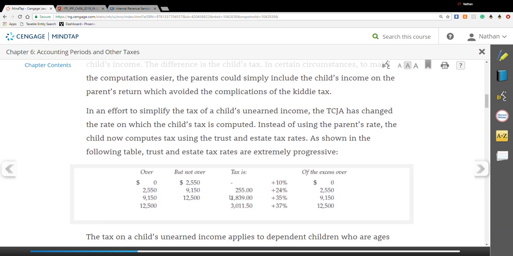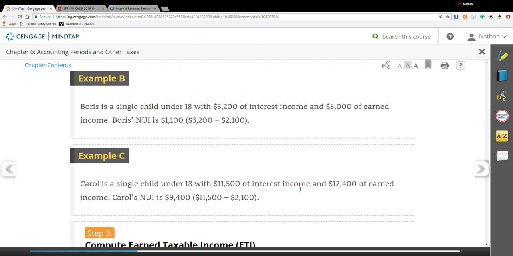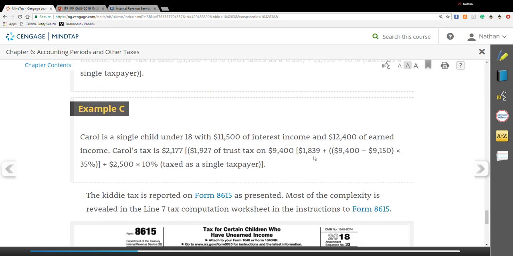This from the table is right here because she falls under this bracket. So we have 1,839 plus 35% of the excess over 9,150. This is where you get the 1,839, and this is why they're subtracting 9,400 minus 9,150. Again, the reason why is, of course, with the table itself, anything above 9,150 is going to be times 35%.